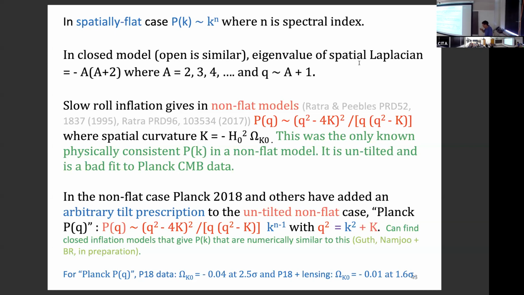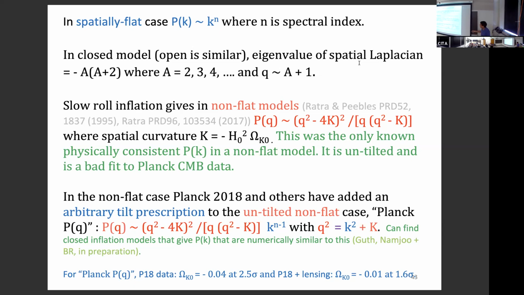So the way Planck and others took account of tilt was to take this spectrum and multiply it by k to the n minus 1, where small k is given by this, and q in the closed case is capital A plus 1. And for a long time, it was not clear whether this is a spectrum that you can get from an inflation model. But very recently, working with Alan Guth and Mohammad Hossein Namjoo, we've been looking at this numerically in a bunch of inflation models, and we find that we can get numerically close to spectra like this.